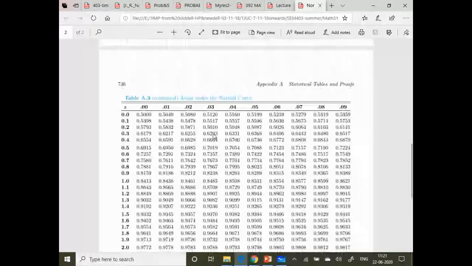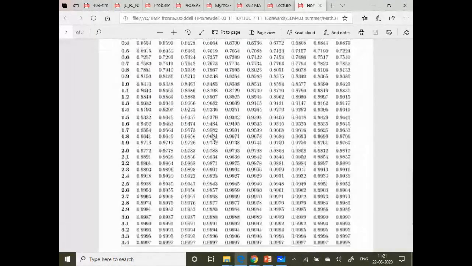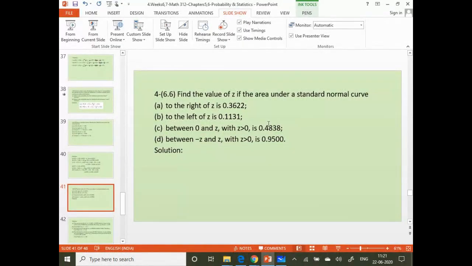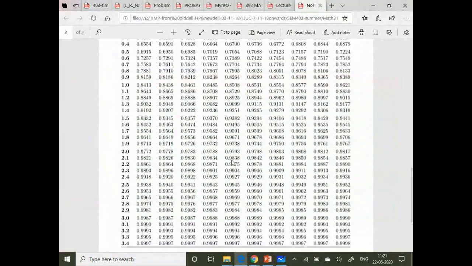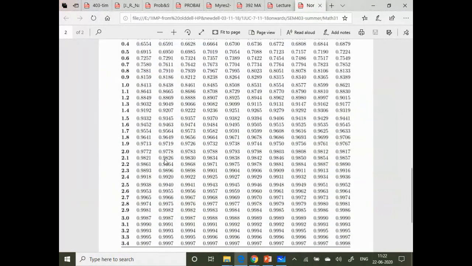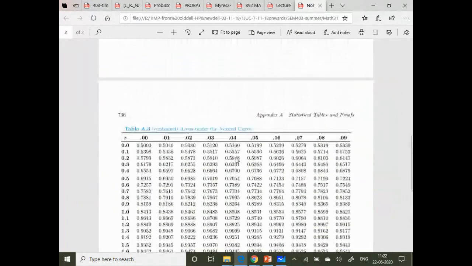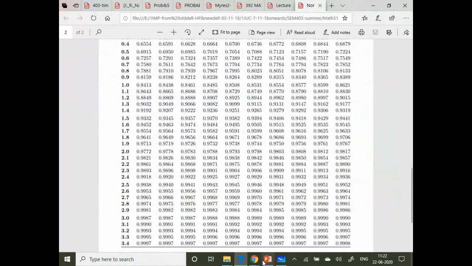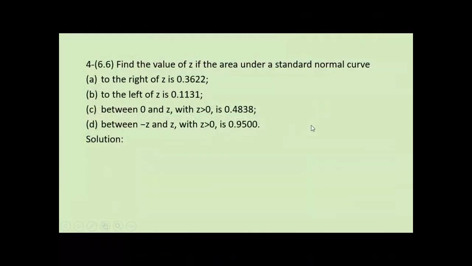2.1, go to the top, 0.03, 2.13, is it? 0.9834, oh no, 0.9838 is our answer. We have added this one with the 0.5, so 0.9838. 0.9838 falls here, the top reads 0.04, so with the left extreme value 2.1 plus 0.04, the answer is here. The value of Z is positive 2.14.